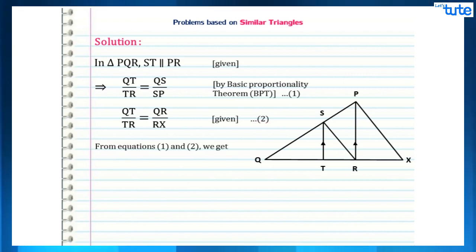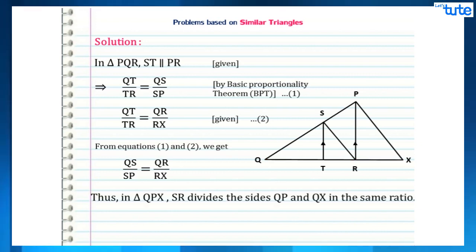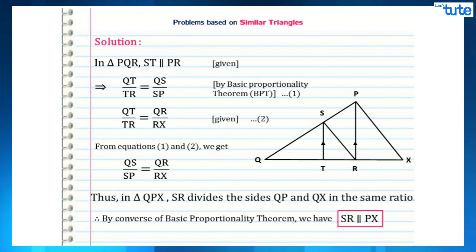Now, when we compare equation 1 with equation 2, we get QS upon SP equals QR upon RX. Thus, in triangle QPX, SR divides the sides QP and QX in the same ratio. And so, by converse of basic proportionality theorem, we can say that SR is parallel to PX.